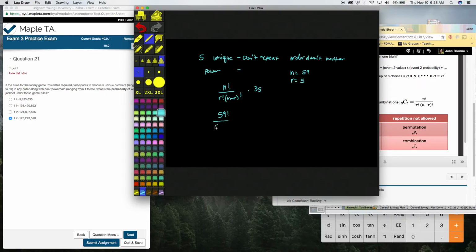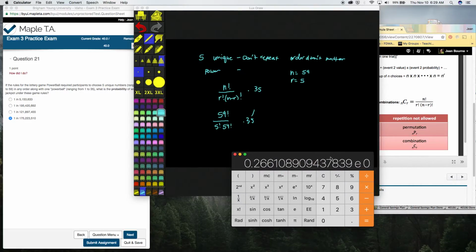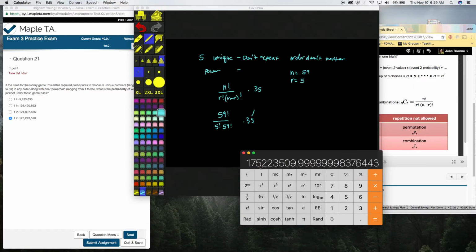59 factorial over 5 factorial over n minus r. So 59 minus 5 is going to be 54 factorial, right? And then that's also going to be times 35. So I come over here, 59 factorial divided by 5 factorial divided by 54 factorial. Remember, you're just going to divide everything that's underneath. Equals that times 35. So I have a 1 in this giant number, 175 million chance of winning the Powerball.